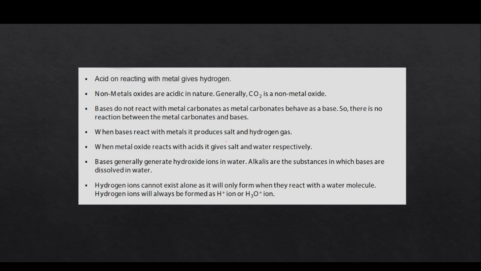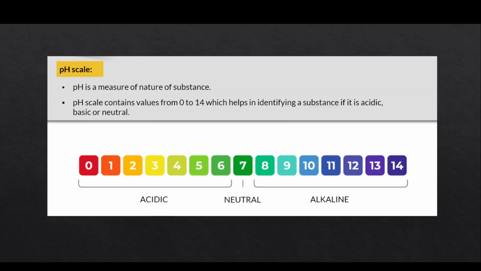Now basically acids, when they react with metals, give hydrogen, and non-metal oxides are acidic in nature. And when bases react with metals they produce salt and hydrogen gas, and when metal oxide reacts with acid it gives salt and water. So bases generally generate hydroxide ions, and hydrogen ions cannot exist alone, so they will only form when they react with a water molecule. So now let's go back to pH.